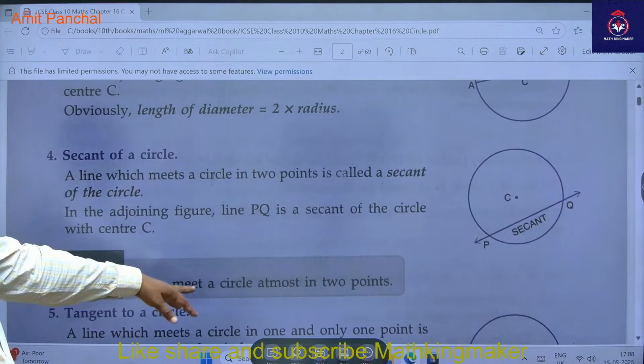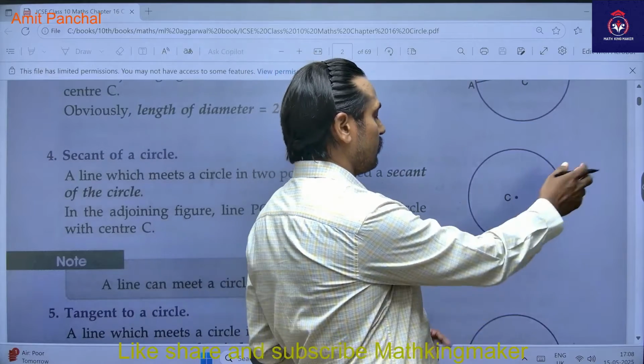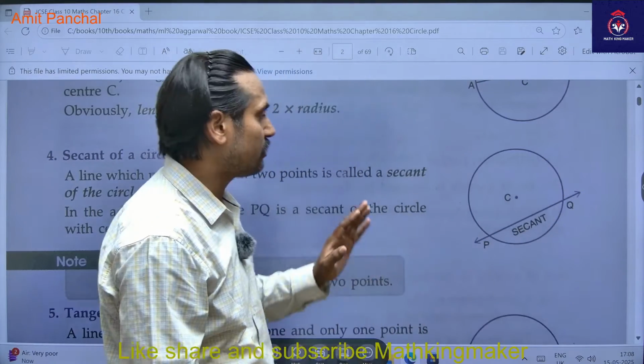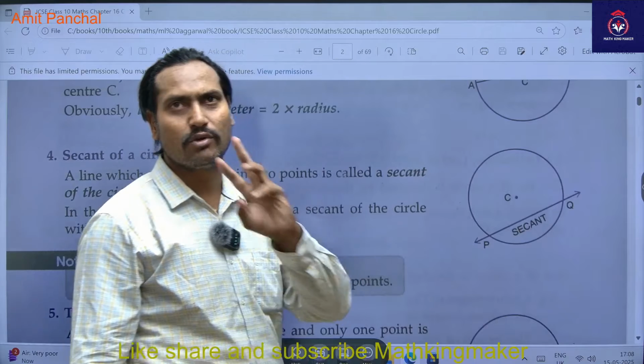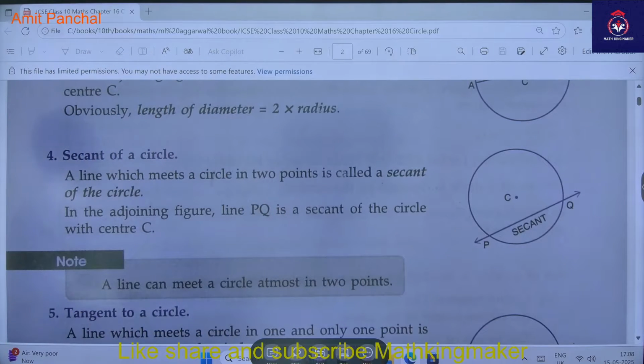A line can meet a circle at most in 2 points. If you join a straight line, it can meet this circle at 2 points only, maximum at 2 points. Got it?